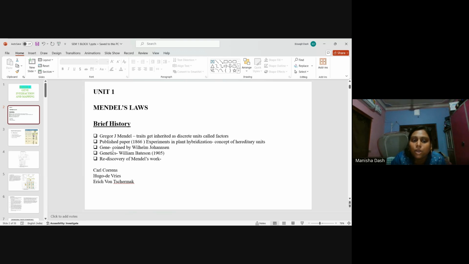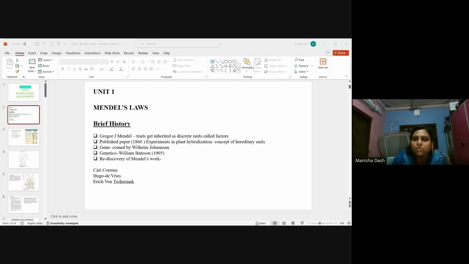Then the term gene was actually coined by William Johansen, but the term genetics was given by William Bateson in 1905. So until then, Mendel's work did not get any kind of recognition. But when it got recognition after the rediscovery, three scientists, Carl Correns, Hugo de Vries, and Erich von Tschermak, rediscovered or reworked on Mendelism, and only then Mendelism got popular.